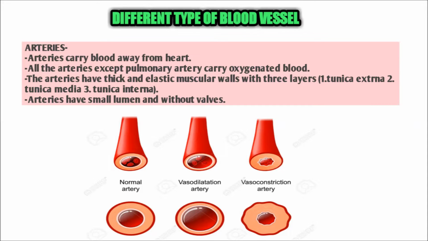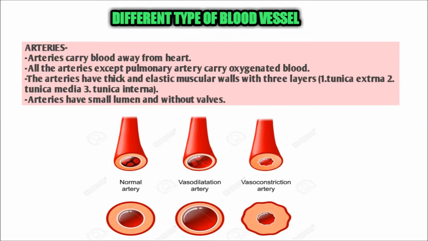Here you can see the normal artery and its lumen. In the middle, the hollow place is called the lumen, and the lumen of the artery is narrow. There are two different conditions, vasodilation and vasoconstriction. The width of the lumen can be varied, but in the normal condition the artery's lumen is narrow compared to a vein.